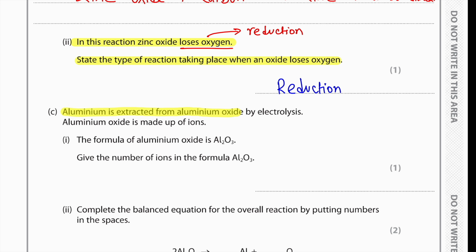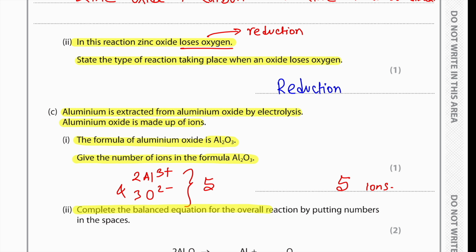Aluminium is extracted from aluminium oxide by electrolysis. Aluminium oxide is made up of ions. The formula for aluminium oxide is Al2O3. Give the number of ions in the formula. So aluminium oxide consists of 2 aluminium 3+ ions and 3 O2- ions. This makes a total of 5 ions. So the answer will be 5.